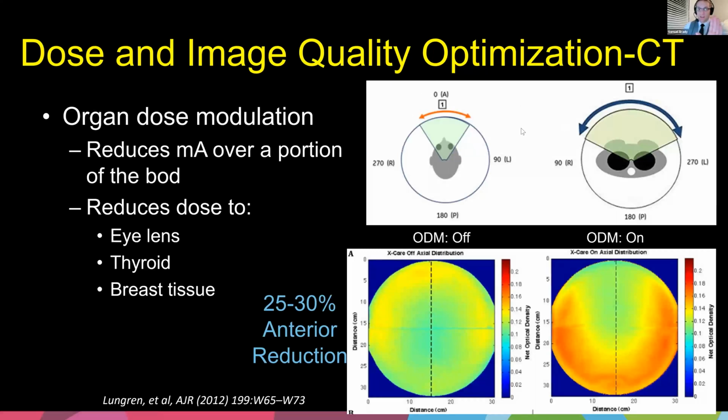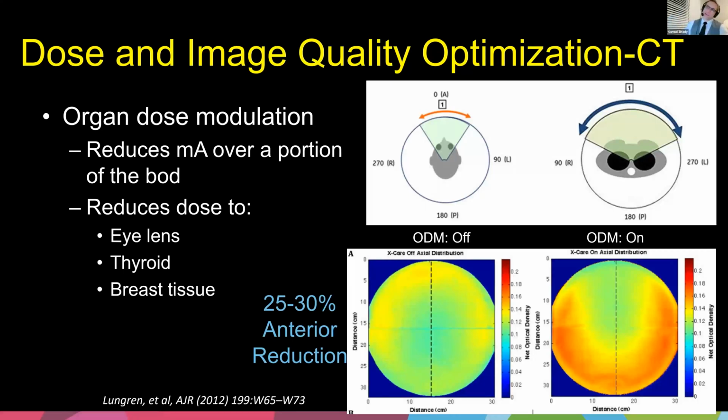As you can see here on my slide, it will only reduce the modulation, the mA, over a very specific arc. For example, you see here these eyes are nicely positioned inside this arc. What would happen if that head was too low? Well, then the eyes would be over here, and so the organ dose modulation wouldn't do any good. And so that goes back to the idea of getting the patient nice and centered in the field of view.